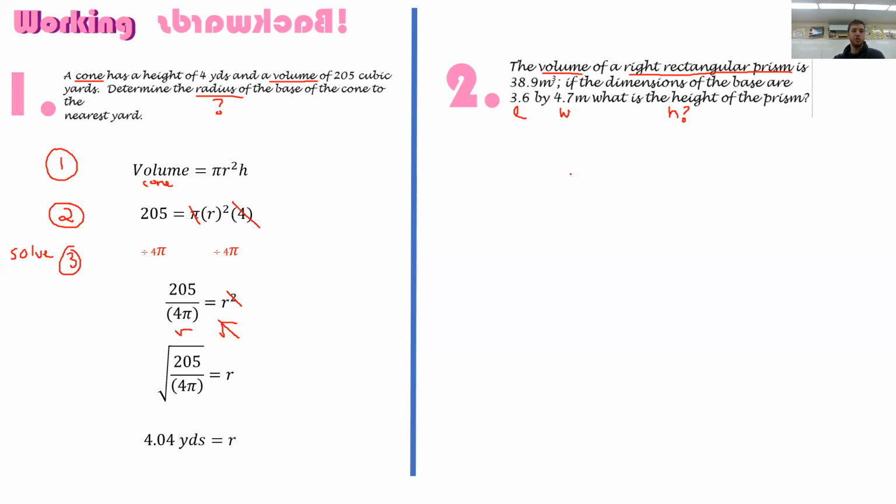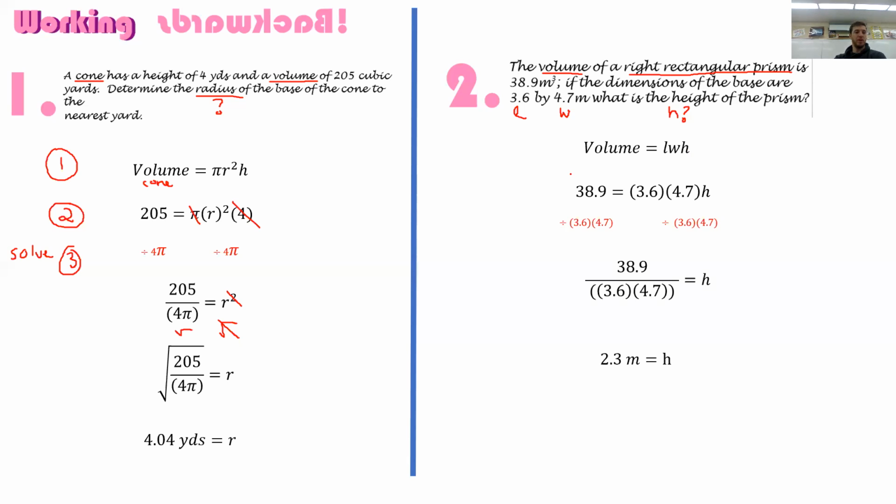Height is 2.299. Let's see. So we're doing a right rectangular prism and we're doing volume. So we know the volume is equal to length, width, height. So the volume is 38.9 that was given in the question, and we have 3.6 and 4.7. Divide both sides by that number, 2.3. So Claire, you got it right on. Not wrong. You are really right. Okay, hopefully you knew to put meters there as well.